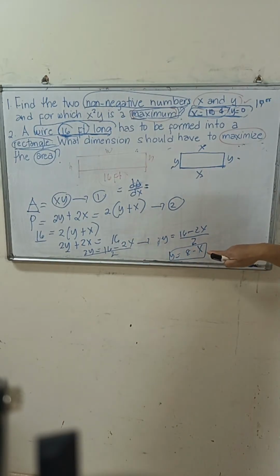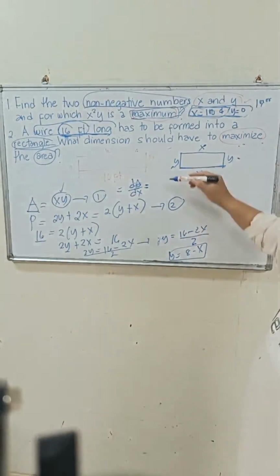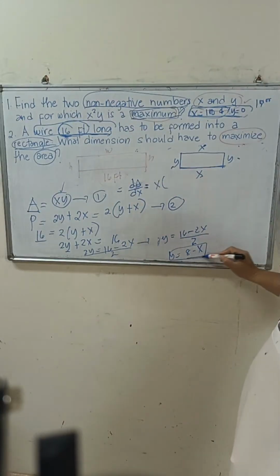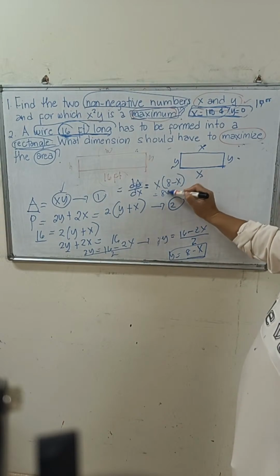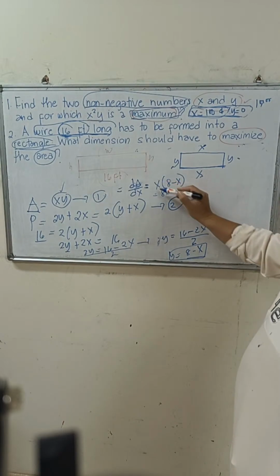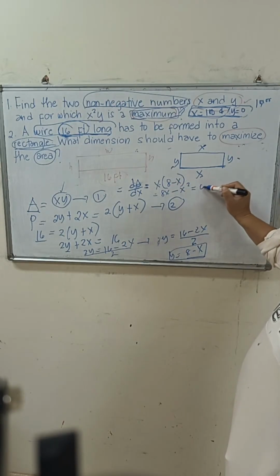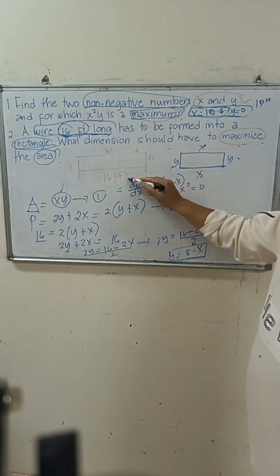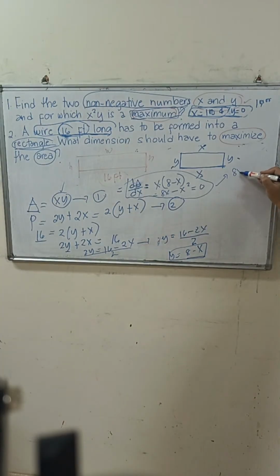So substitute this 8 minus x here in your area. So x times y, where y is 8 minus x. Multiply by distribution again: 8 times x, 8x, minus x times x, x squared. Since we need to equate to 0 the first derivative of the area, here 8x minus x squared is equal to 0.